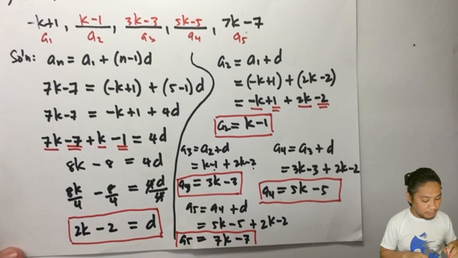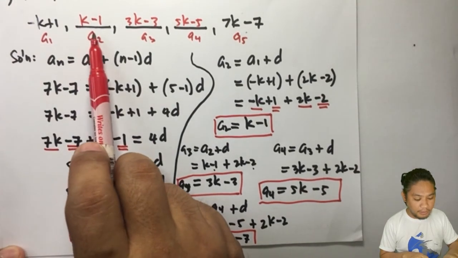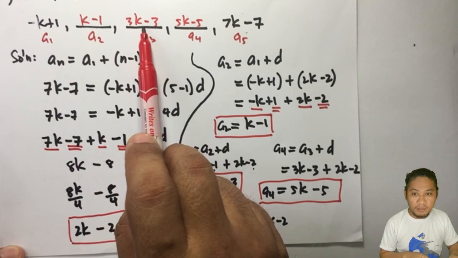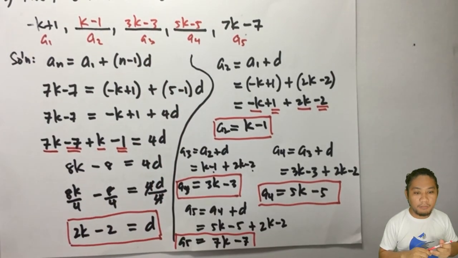So our three arithmetic means are k minus 1, 3k minus 3, and 5k minus 5. That's all for the arithmetic means.